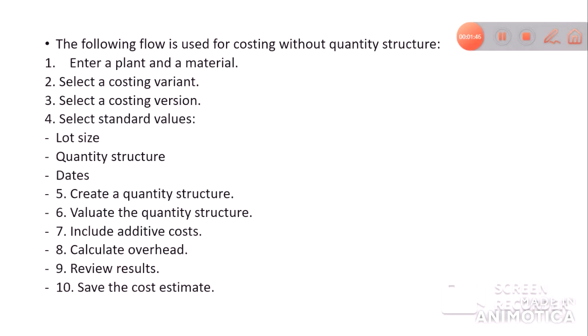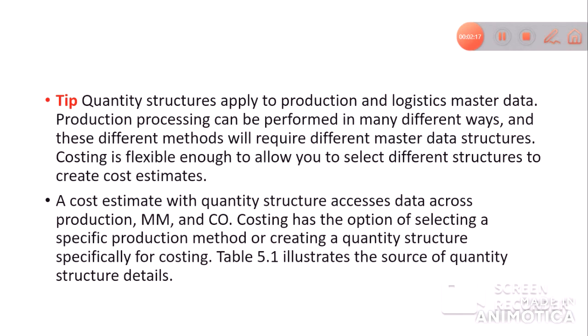The following flow is used for costing without quantity structure. Enter a plant and a material, select a costing variant, select a costing version, select standard values like lot size, quantity structure, dates, create a quantity structure, evaluate the quantity structure, include additive costs, calculate overhead, review results, save the cost estimate. So this is costing without quantity structure.